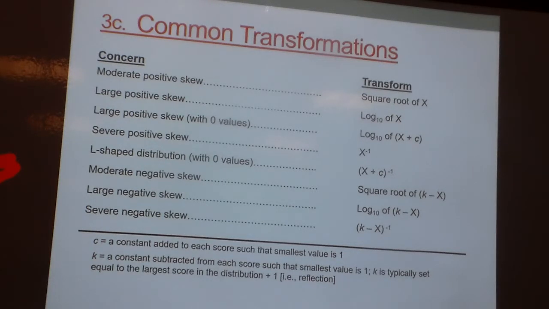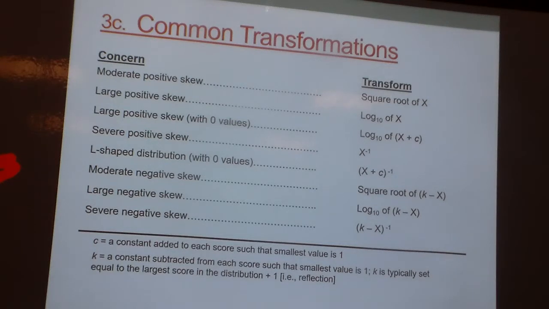For severe positive skew, the inverse transform is something that you can use. This is just taking 1 over all of your values. So if you just say compute inverse X and say 1 divided by your variable name, that's going to go through and switch things around. And if you have an L-shaped distribution, you can take 1 over X plus your constant with 0 values, again, because you can't take the inverse of 0, right? So you need to adjust for that, otherwise you get a bunch of missing values.